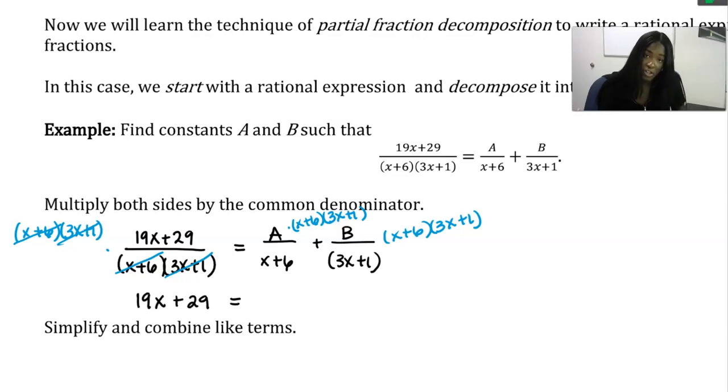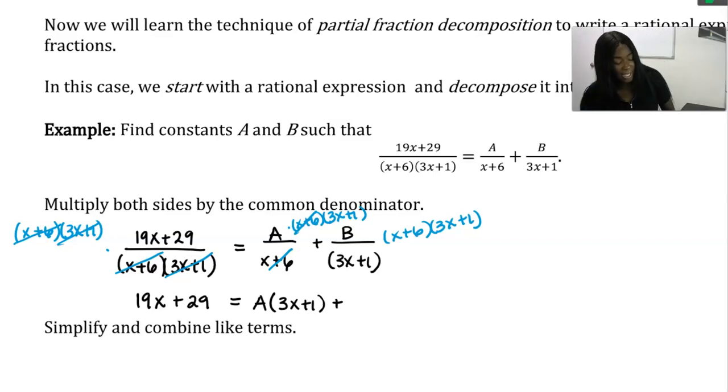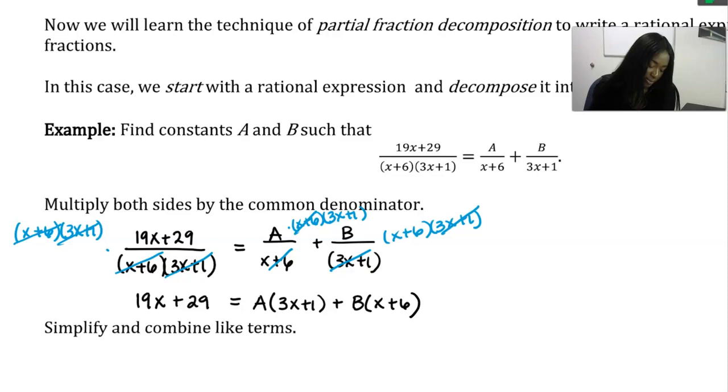When we go to the fraction that has the a in the numerator, the x plus 6 will cancel, but the 3x plus 1 does not cancel. So we would have a times parentheses 3x plus 1. When we go on to that last fraction, the 3x plus 1 will cancel, but the x plus 6 does not cancel. So then we have b times x plus 6.